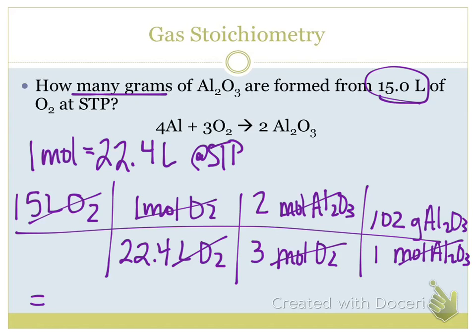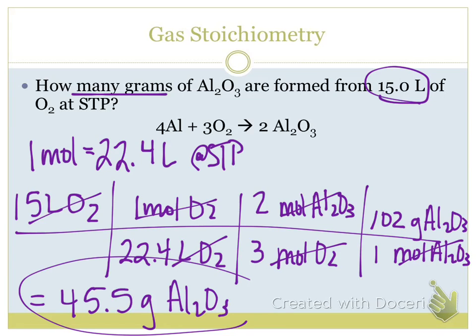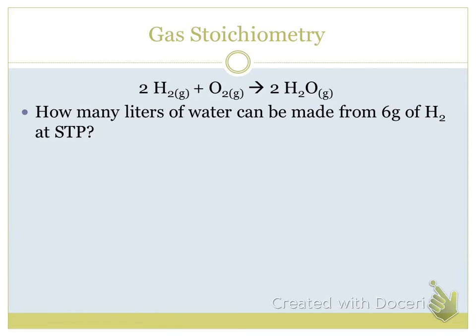What did we get for the mass of aluminum oxide? Good. Very good. 45.5 grams of Al2O3. Perfect. Go ahead and try this one on your own. I gave you the balanced formula. We want to find out how many liters of water can be made from grams of hydrogen gas. So same stoichiometry setup, except we're going from grams to liters this time.